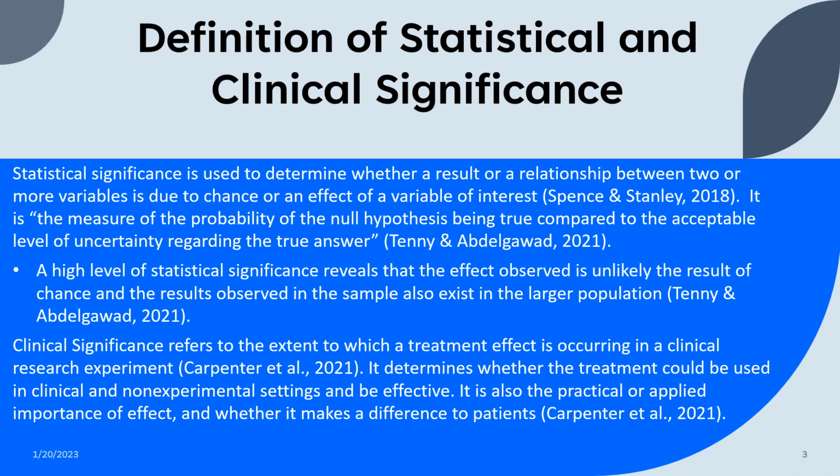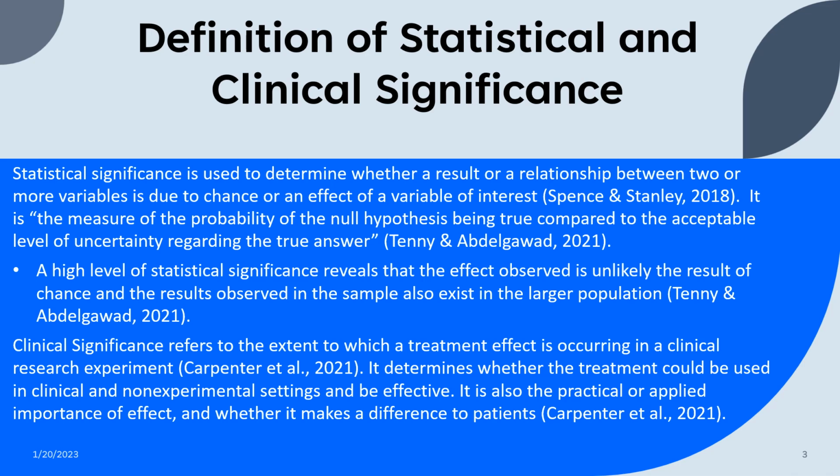So, statistical significance is used to determine whether a result or relationship between two or more variables is due to chance or an effect of a variable of interest. It is the measure of the probability of the null hypothesis being true compared to the acceptable level of uncertainty regarding the true answer. A high level of statistical significance reveals that the effect observed is unlikely the result of chance, and the results observed in the sample also exist in the larger population.